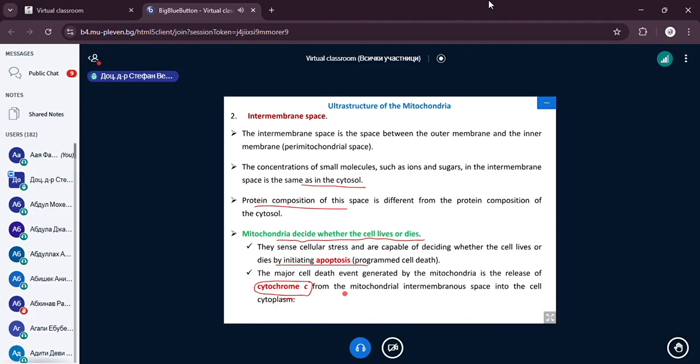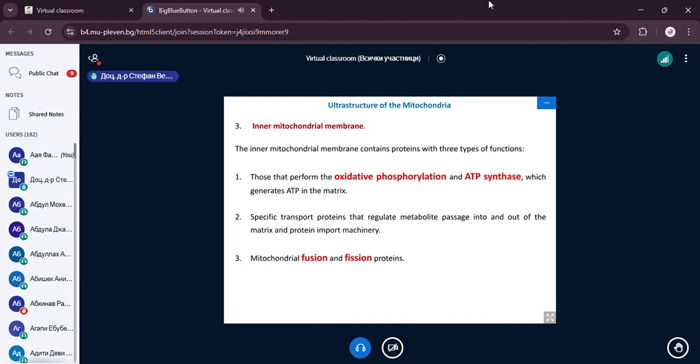We'll have a special lecture dedicated to apoptosis, and then I will describe in detail the role of mitochondria in this process. For now, it is important just to memorize this important function, the role of mitochondria in the process of programmed cell death. And later, we'll see how exactly this happens.